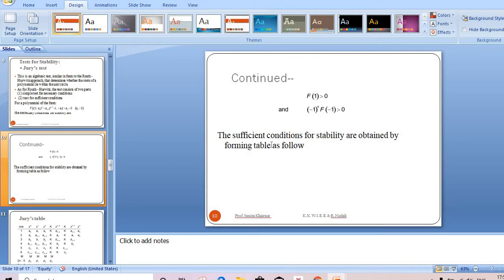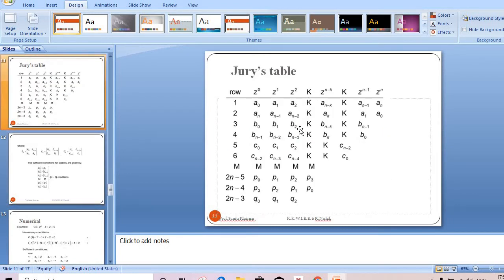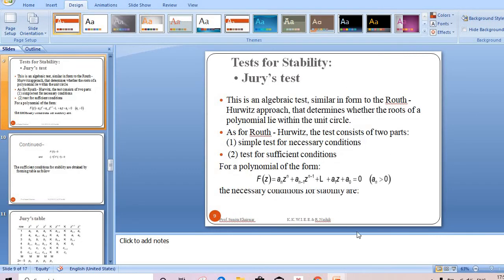Now we will see the sufficient conditions for stability obtained by Jury, and for that purpose a table is given, known as Jury's table. See, these are the rows 1, 2, 3, 4, 5 up to 2n minus 3, and this is given by our characteristic equation. So this is A0, A1, A2 up to An, and this will be the last, An.